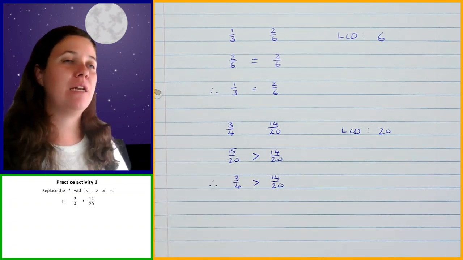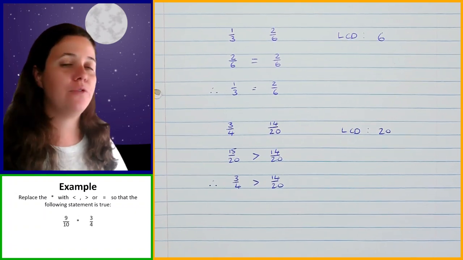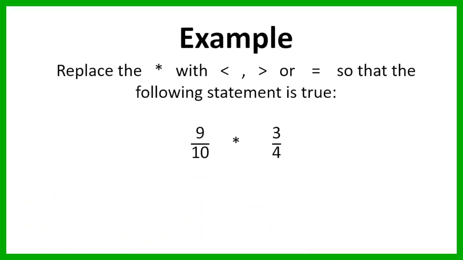Right, now let's have a look at another example where we don't have one fraction that has a denominator that's a multiple of the other. Okay, in all the examples we've done so far, one of the fractions, the denominator, was a multiple of the denominator in the other fraction. But now we don't have that. So now the LCD is going to be a little bit more tricky to find. Okay, it's not just going to be the same as one of the denominators.